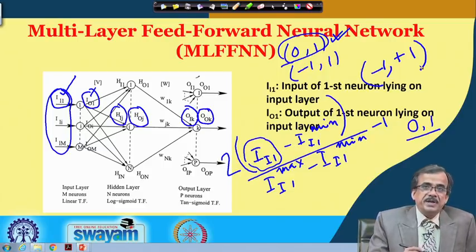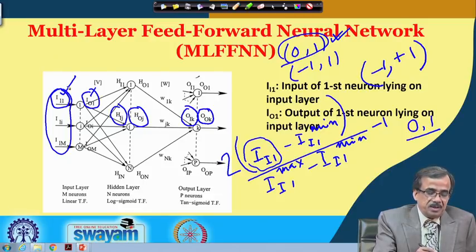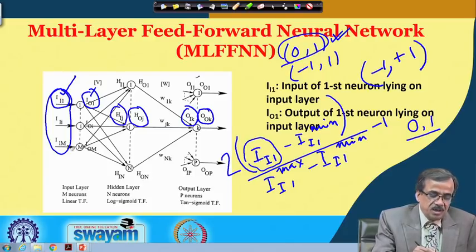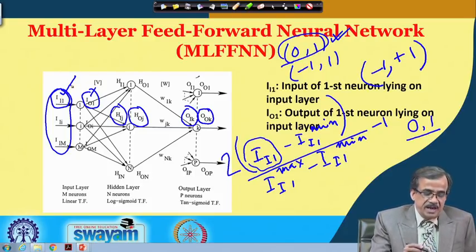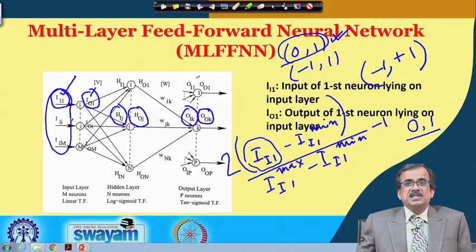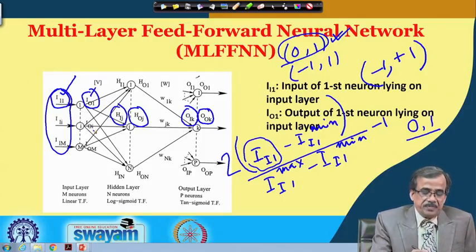Now, the point which I am going to make is that these inputs are to be represented in the form of normalized scale. And once you have got the inputs in the normalized scale, if I use the linear transfer function on the input layer, I will get the output equal to the input. That means IOI will become equal to I. So, this is the way we can find out the output of the neurons lying on the input layer.